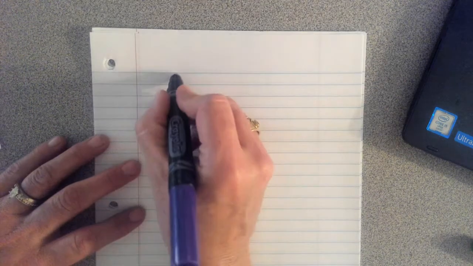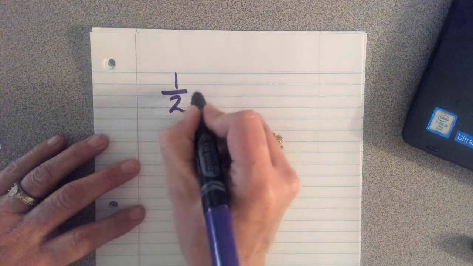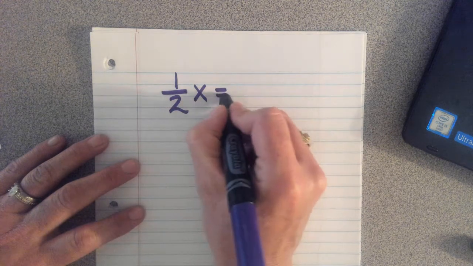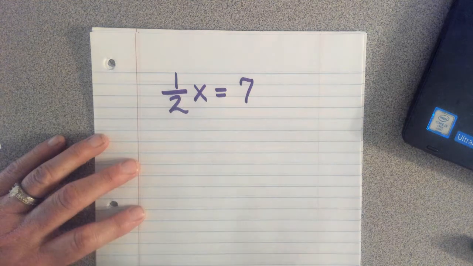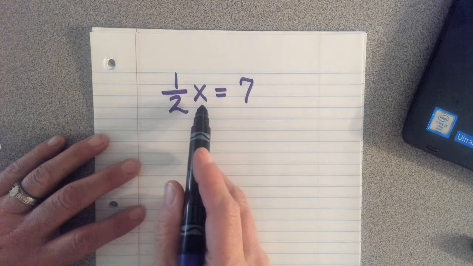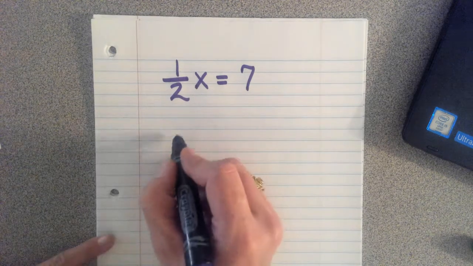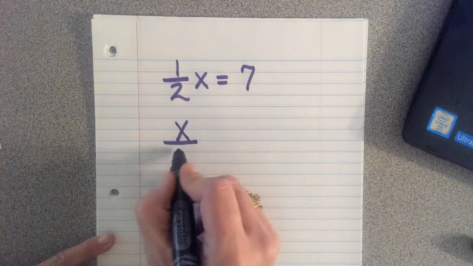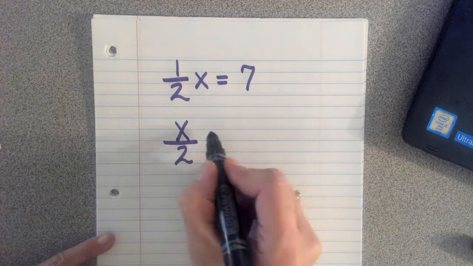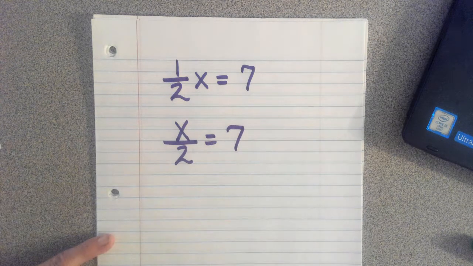All right, last examples. Woohoo! We're going to do some division. Okay, let's say I have half of x equals 7. Doesn't that look like multiplying? But don't forget that 1/2 of x is the same exact thing as x divided by 2 equals 7.